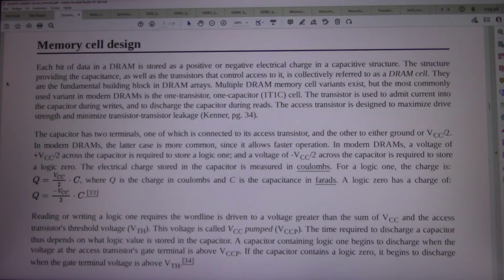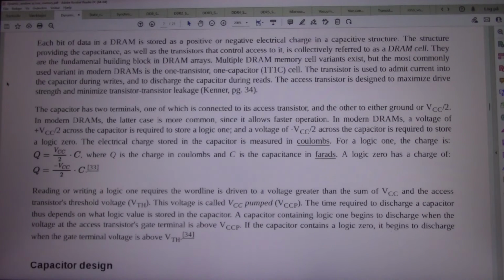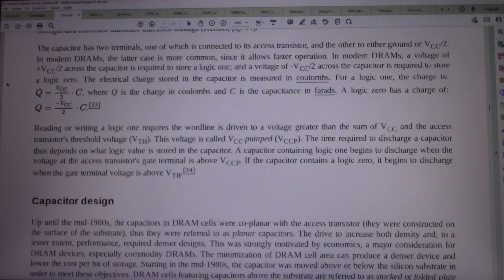The capacitor has 2 terminals, one of which is connected to its access transistor, and the other to either ground or VCC/2. In modern DRAMs, the latter case is more common, since it allows faster operation. In modern DRAMs, a voltage of plus VCC/2 across the capacitor is required to store a logic 1, and a voltage of minus VCC/2 across the capacitor is required to store a logic 0. The electrical charge stored in the capacitor is measured in coulombs.